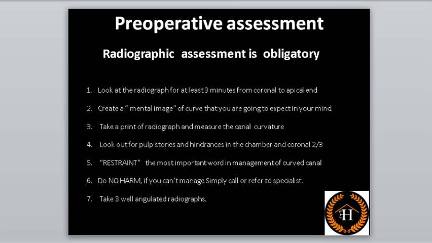You should try and create a mental image of the curve that you are going to expect, which you're going to do clinically. Take a print of the radiograph, measure the canal curvature, look out for pulp stones and hindrances in the chamber and coronal two-thirds. Restraint, the most important word in the management of curved canals. Do not force any file, be it a hand file or a rotary file. Do no harm. If you can't manage, simply call or refer to a specialist. Take 3 well-angulated radiographs, which should include 1 straight on, 1 mesial and 1 distal.